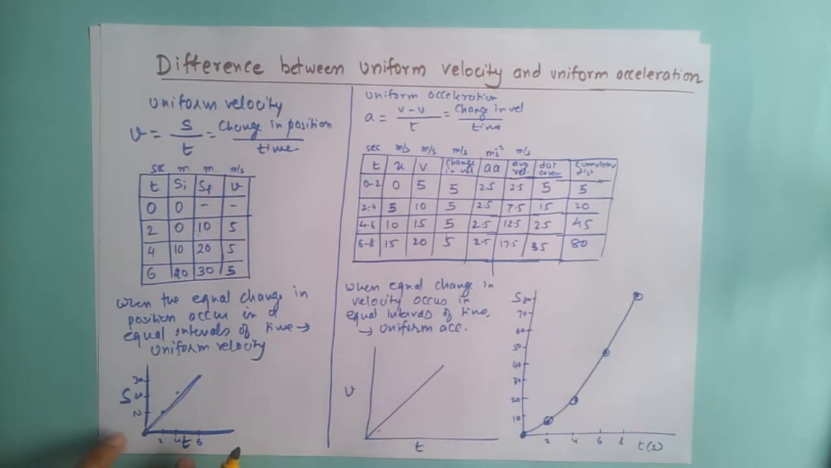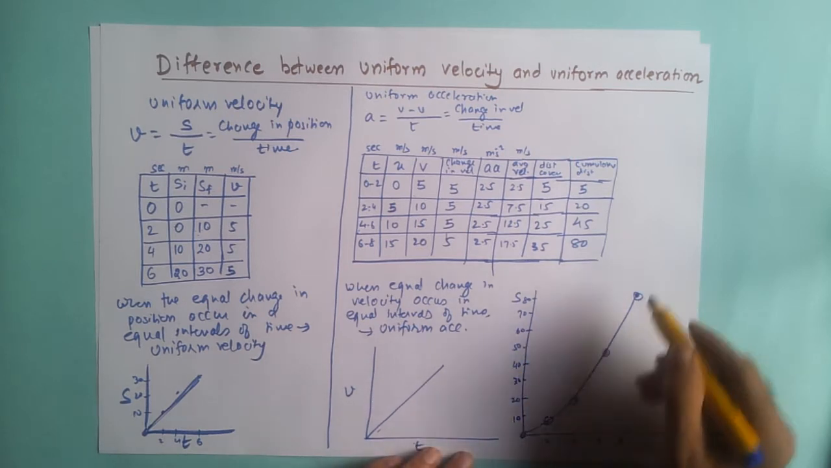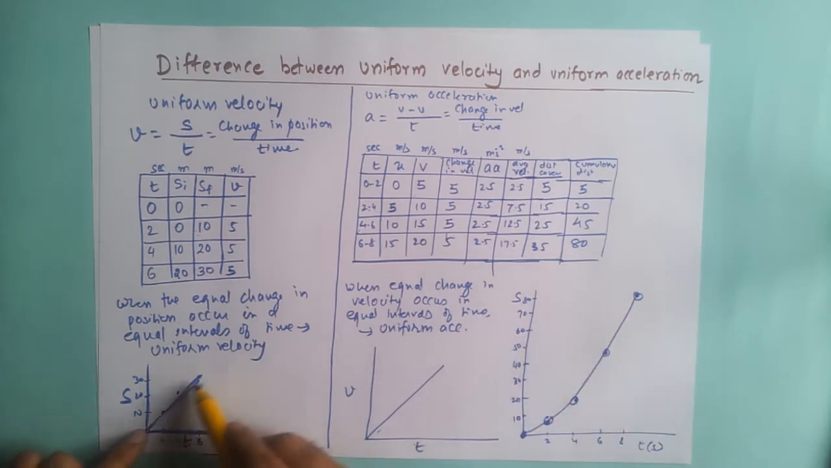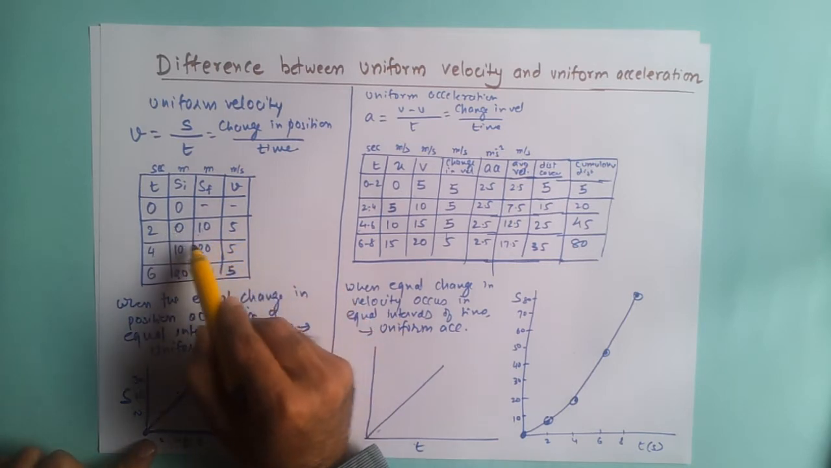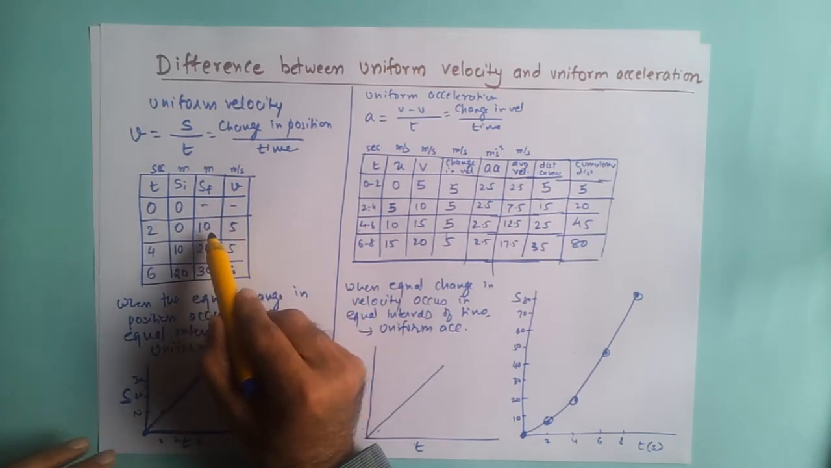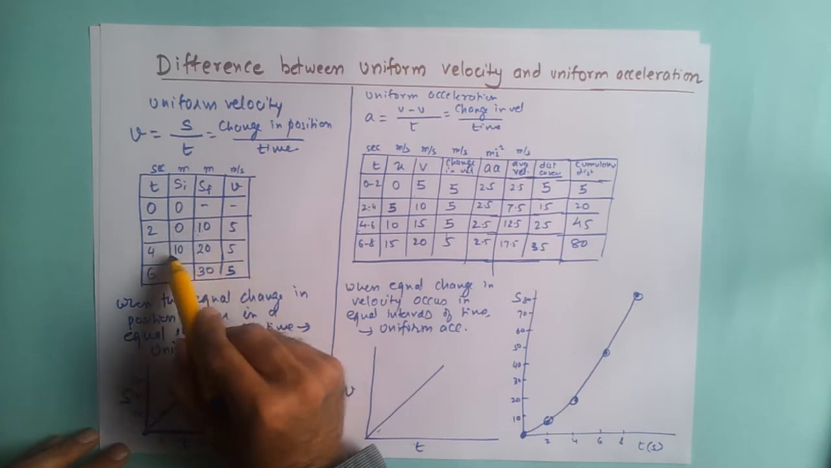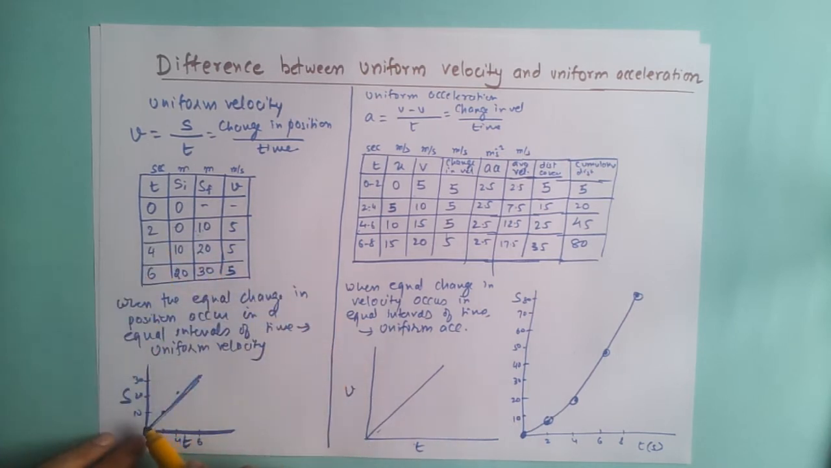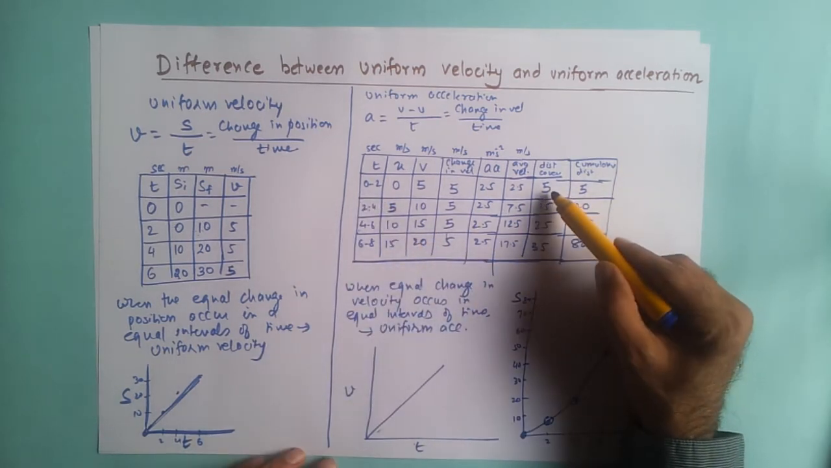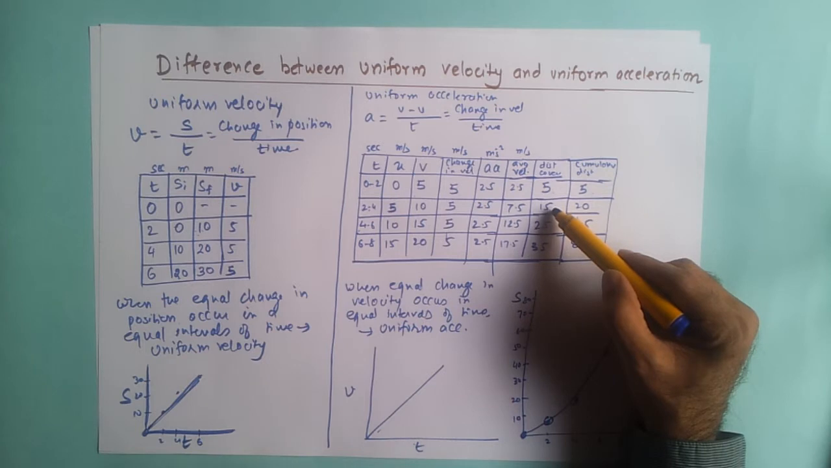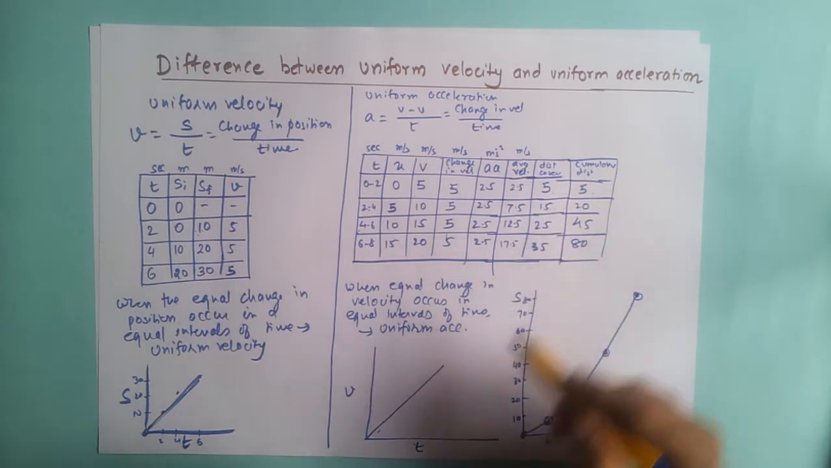Now compare the S-T graph. Here in this case the S-T graph was a straight line going up, whereas here the S-T graph is a curve going up. The reason being, in the earlier case, in every fixed interval of time it was covering the same distance, 10 meters in every 2 seconds. So the distance covered was constant in every 2 seconds, whereas here in every 2 seconds it is covering more and more distance. In the first 2 seconds 5 meters, in the second 2 seconds 15 meters, then 25 and 35 and so on and so forth.